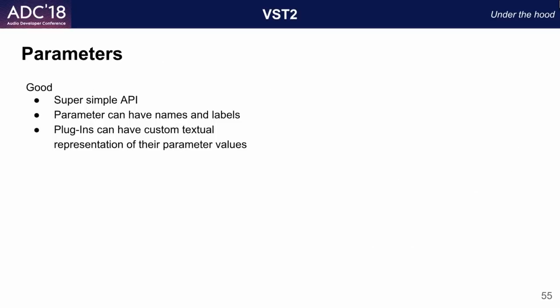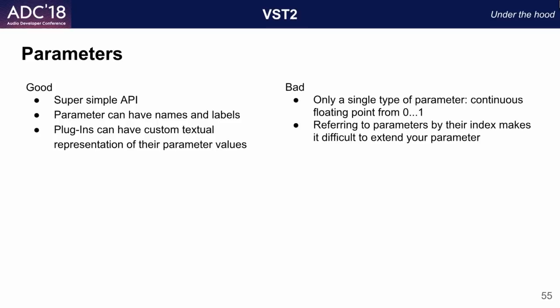Okay. So, the parameter system in VST2: it's a super simple API. Parameters can have names and labels. They can even have custom textual representations of their parameter values. The bad is there's really only one single parameter type, which is continuous. It always goes from 0 to 1. And you refer to parameters by their indexes.